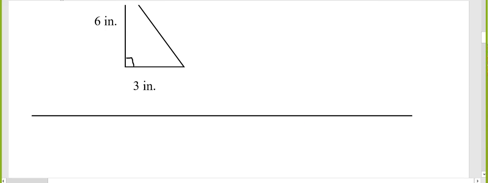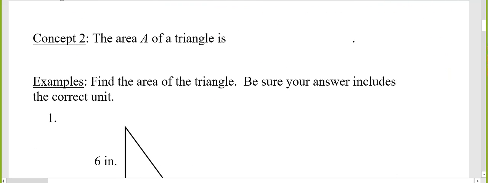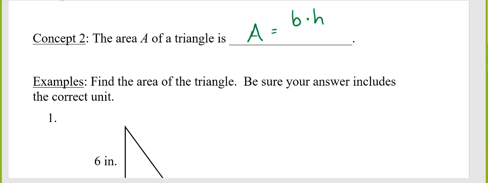So here we go, up here to concept number 2. The area of a triangle. You're going to locate your base and height. You're going to multiply them together, base times height, and then divide that number by 2. That's a pretty important formula.